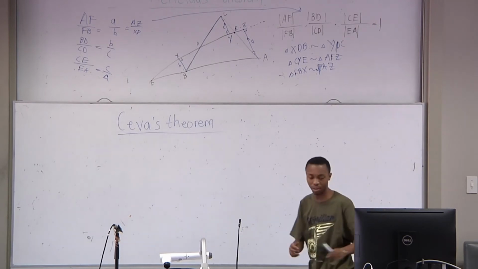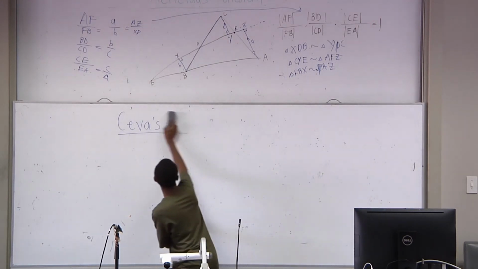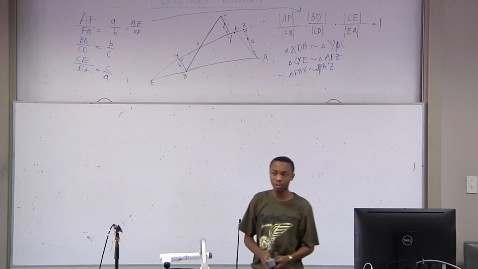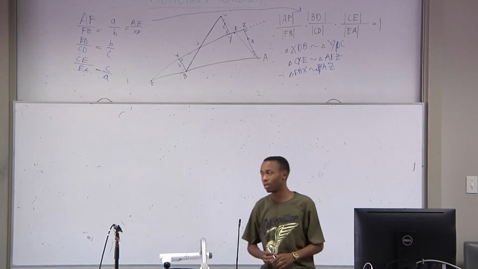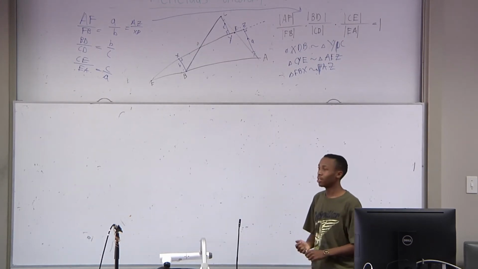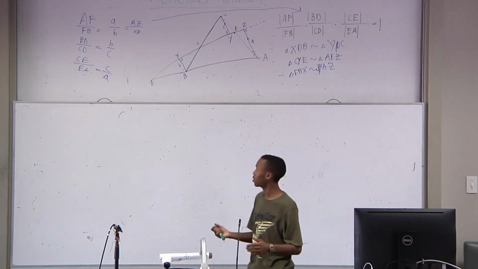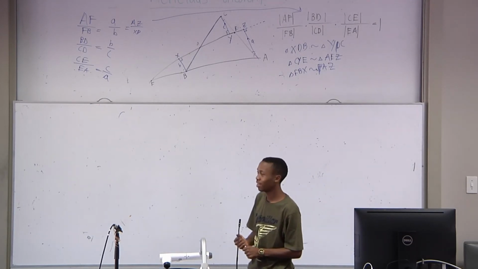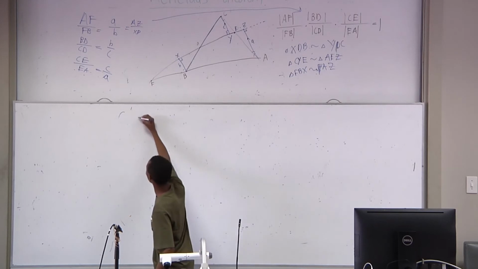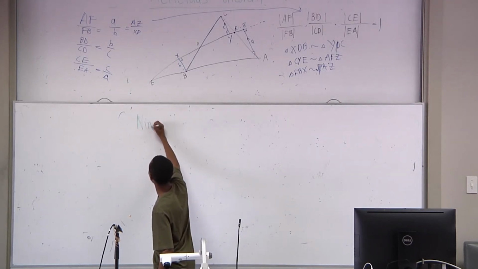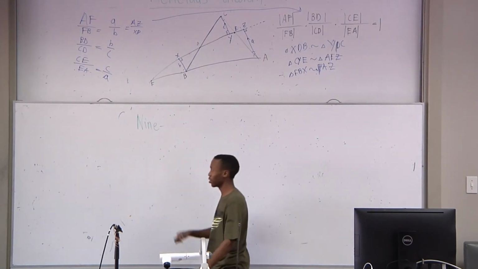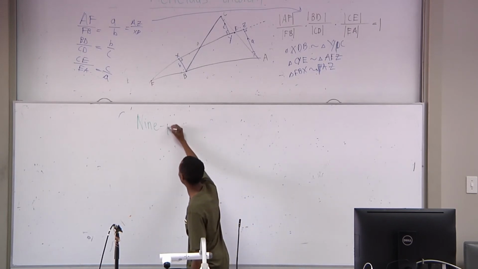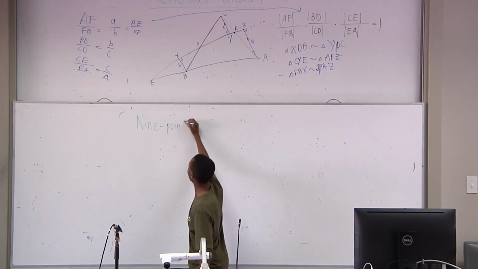Now I'll move on to the 9-point circle. The 9-point circle is a circle with 9 points, basically. But those points are of course very specific. It's not just any 9 points, because if you have a circle with 9 points, there's nothing really special about that.